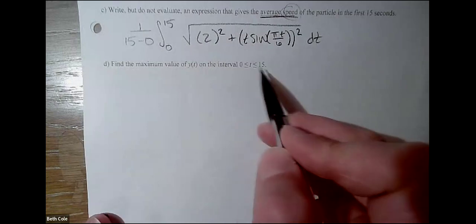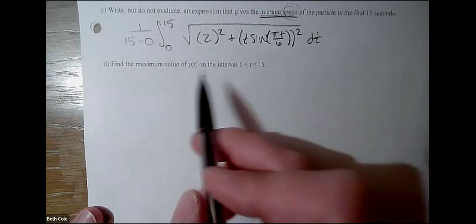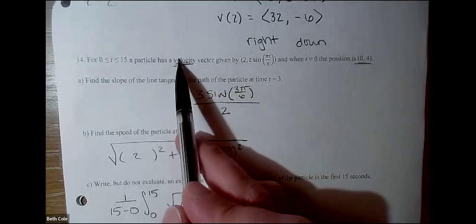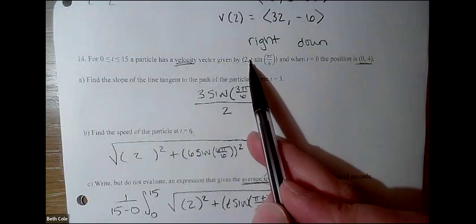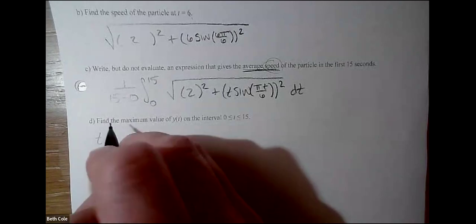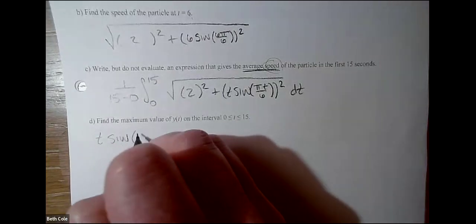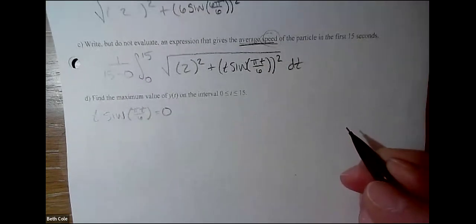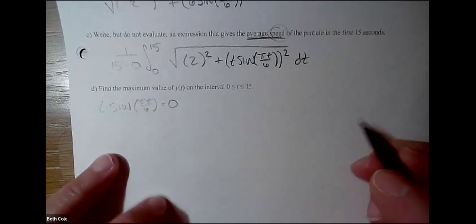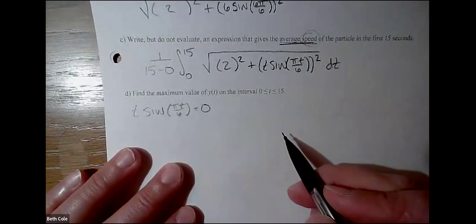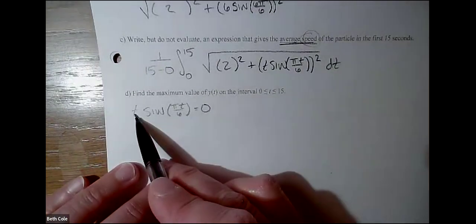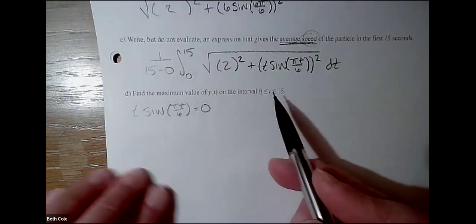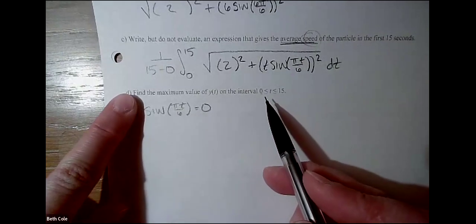So your candidates are your endpoints and your critical points. Critical points are where a derivative equals 0. Remember, this already is a derivative, and we're just using y. So I'm just going to use this part and set it equal to 0. So first thing we're going to do is take this t sine of pi t over 6 and set it equal to 0. You will get 1 point out of this if you even do that. If you even think to set the derivative equal to 0, you'll get a point. Now, if you set t equal to 0, you're going to just get 0, which is already one of our candidates. So I'm going to basically ignore this part.